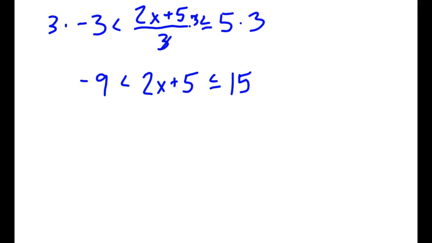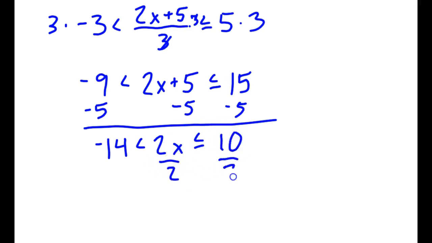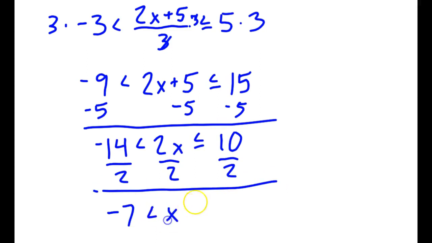The next step to get x by itself is subtract 5. So I have to subtract it from the right and subtract that from the left. Negative 9 minus 5 is negative 14, less than 2x, less than or equal to 10. Now the last step, divide by 2. So we're left with negative 7 is less than x, which is less than or equal to 5. So this is our answer in inequality notation.